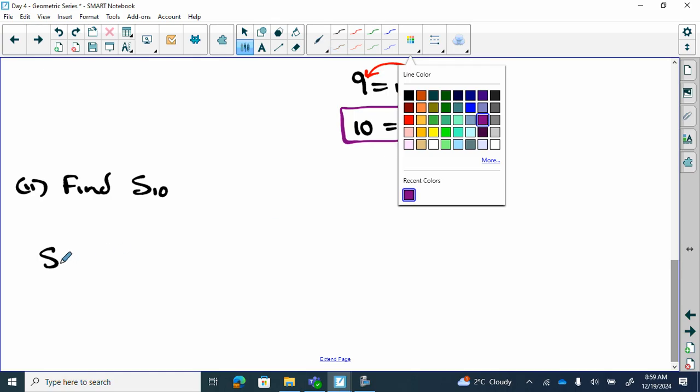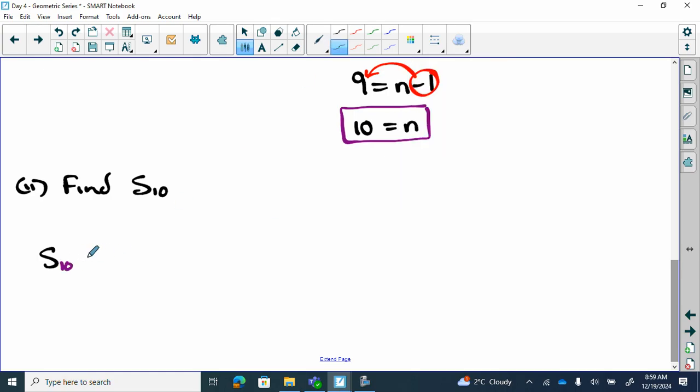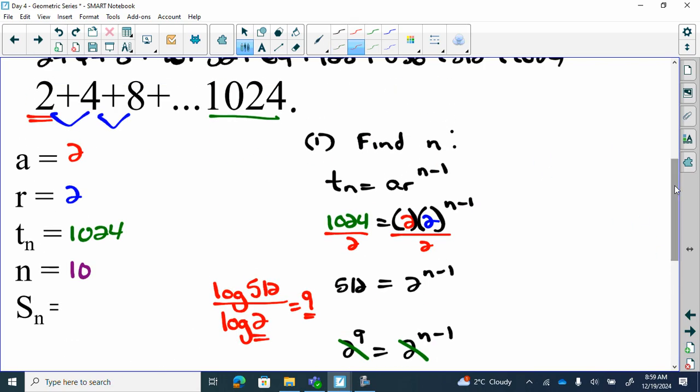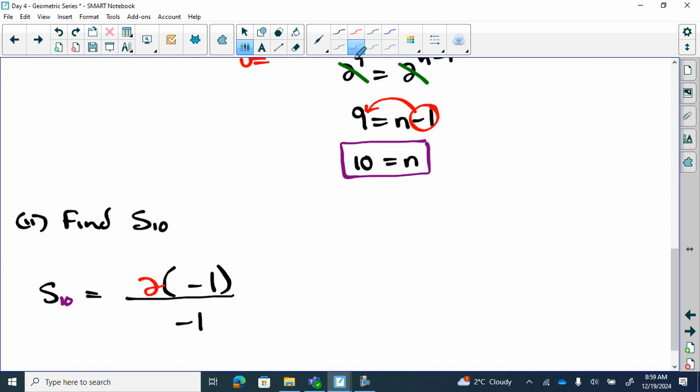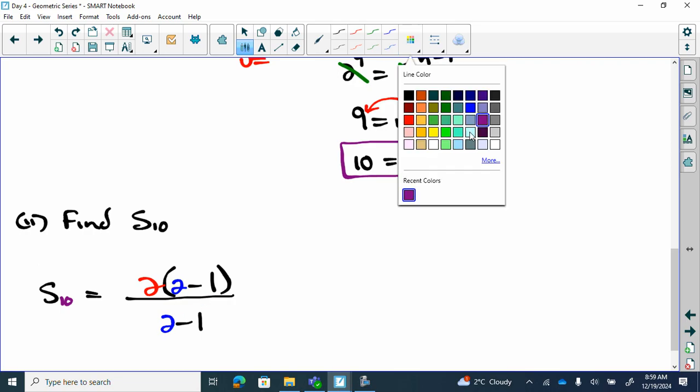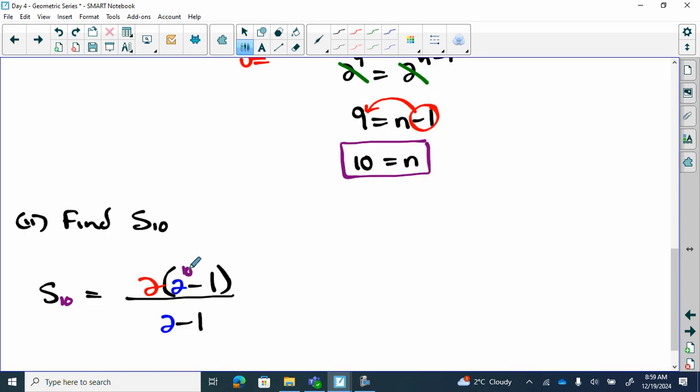S10, I have to use my geometric series formula. It's going to equal A. What was my A value? A was what? 2, and what was R? So I'd fill out 2, the first term goes here, the R value goes in the bracket and in the denominator. And then, where do I put the exponent 10? On the 2 inside the bracket, wicket.